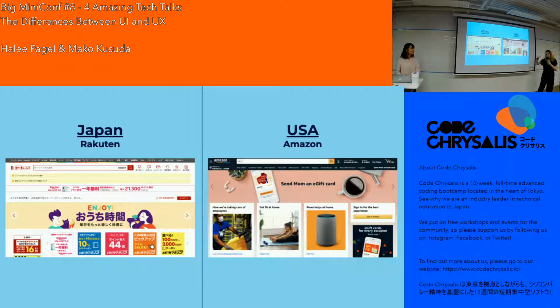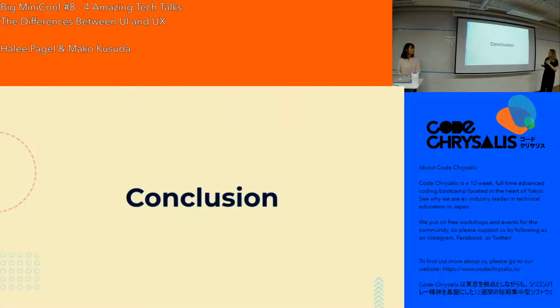But as you look further down the page, that's where they differ. The Japanese site has tons of information that they're giving to you immediately, whereas the US website doesn't do that. You're gonna have to click through and look around the website to get that information that you might want. So Mako's gonna talk about some final thoughts.